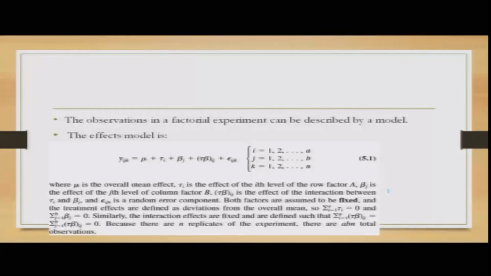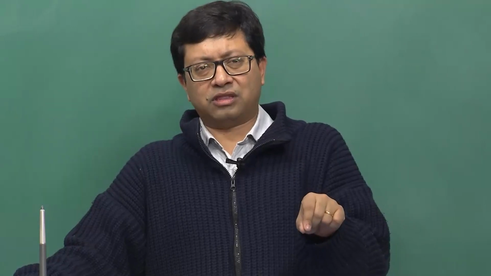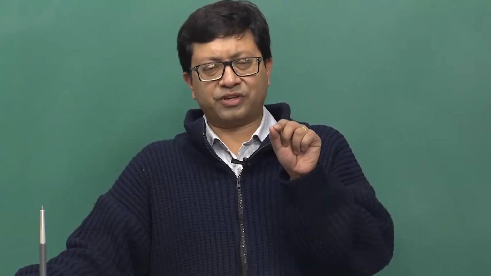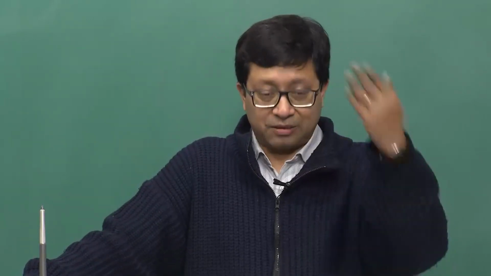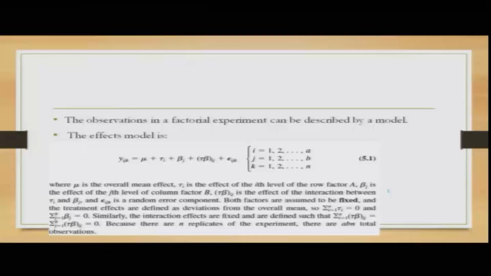Similarly, for interaction, in order to make our life simple, we will consider the terms in such a way that the combinations of tau and beta of suffix i and j, summed over both i and j, come out to be 0. This means that if I keep tau fixed and find the averages over all the betas for j's, or keep betas fixed and find the averages over the values of tau i's, they come out to be 0. This is the assumption. Because there are n replicas of the experiment, there are a total of small a into small b into small n observations.